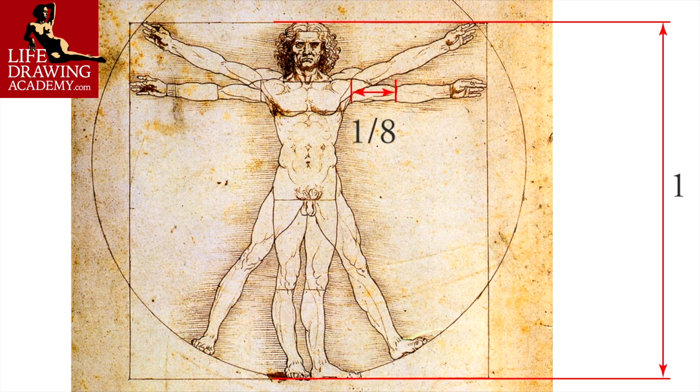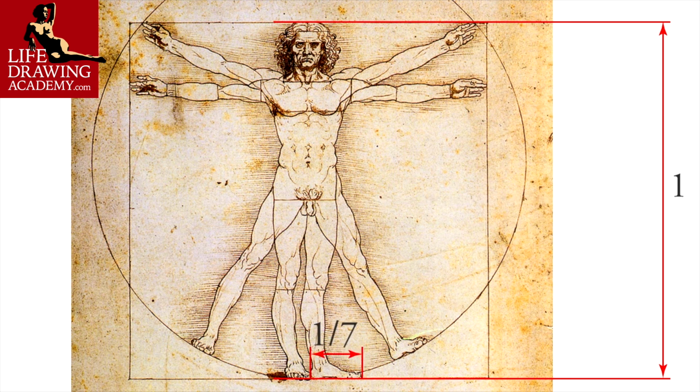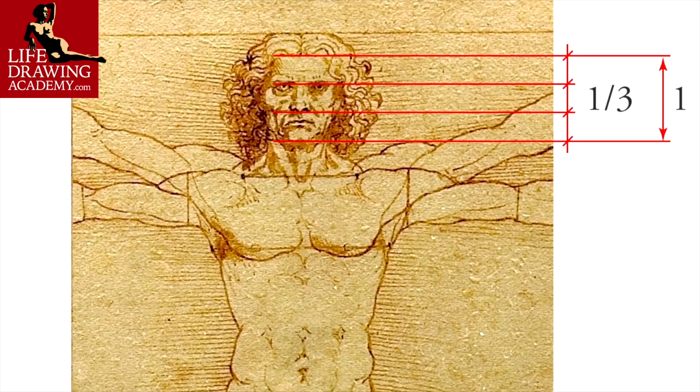The distance from the elbow to the armpit is 1/8 of the height of a man. The root of the penis is at 1/2 the height of a man. The foot is 1/7 of the height of a man. The distance from below the chin to the nose, and the eyebrows and the hairline, are equal to the ears and to 1/3 of the face.